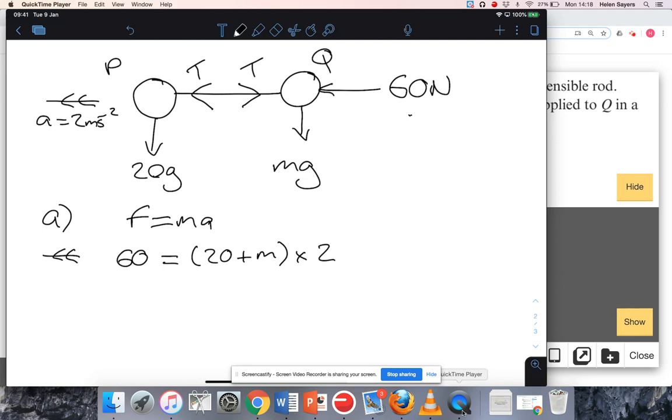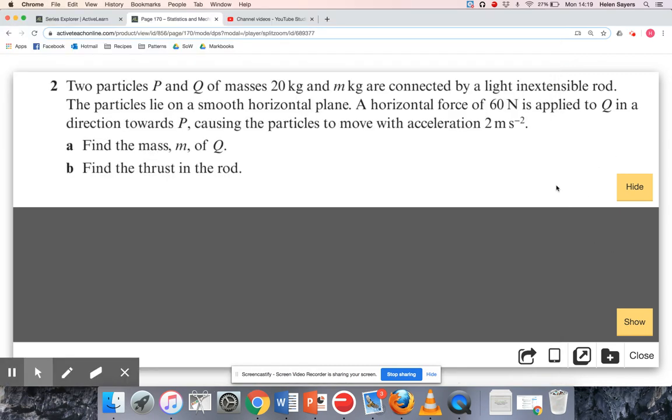So if I simplify all that, multiply out those brackets, subtract the 40, I end up with m as 10 kilograms. I always include the units, and as far as I can tell, that seems like quite a reasonable answer. Okay, so that's my answer to part A. Then I need the thrust in the rod.